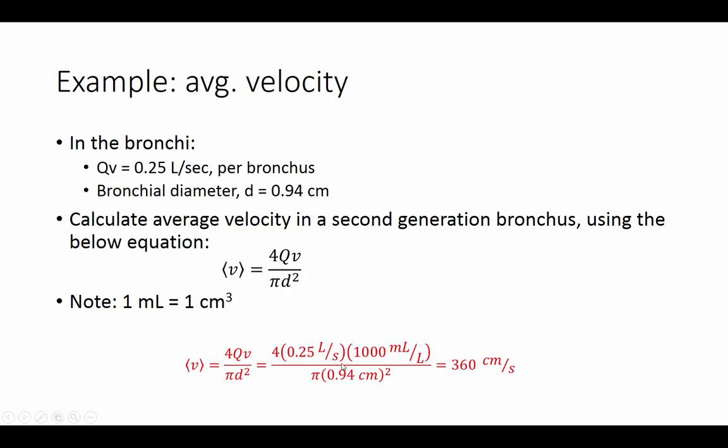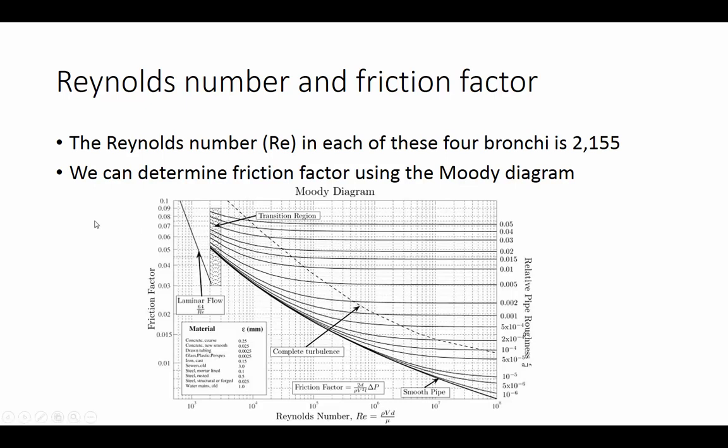So we can do that. We can plug everything in. We have Q, and we just change the units a little bit. And then we have the diameter. So we get 360 centimeters per second as the average velocity. The Reynolds number in each of these bronchi is 2,155. So we can determine the friction factor. We have the Reynolds number here, and we can determine the friction factor using the Moody diagram.